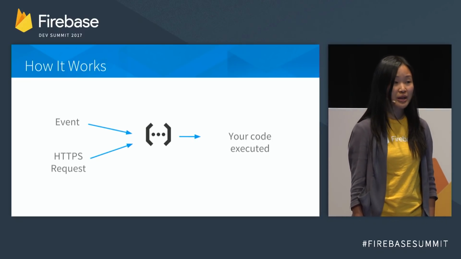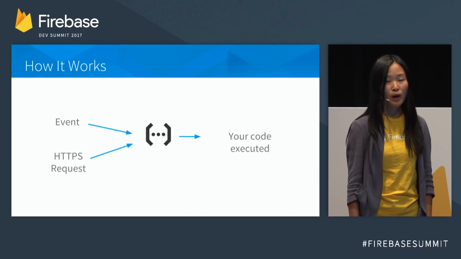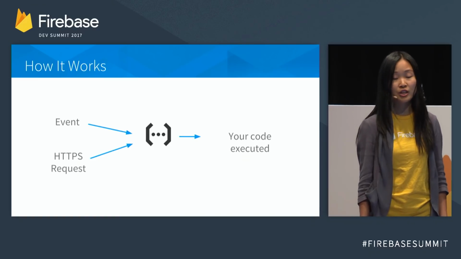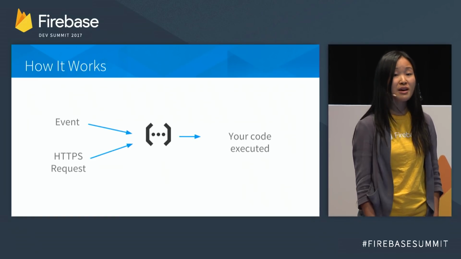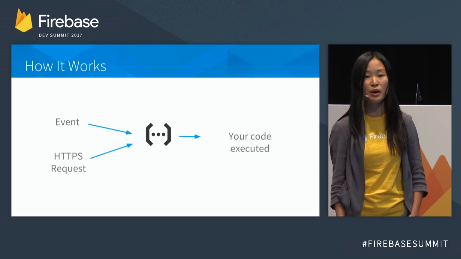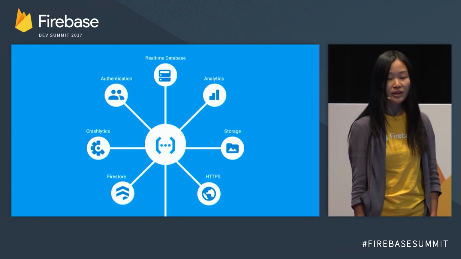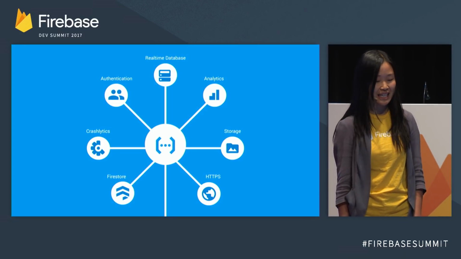And this is a great way to create webhooks. Webhooks are URLs that third parties can hit. So for example, Slack, Twilio, and Stripe are 3 of many, many external services you can use webhooks with to integrate into your app. So what are these events that can trigger functions?